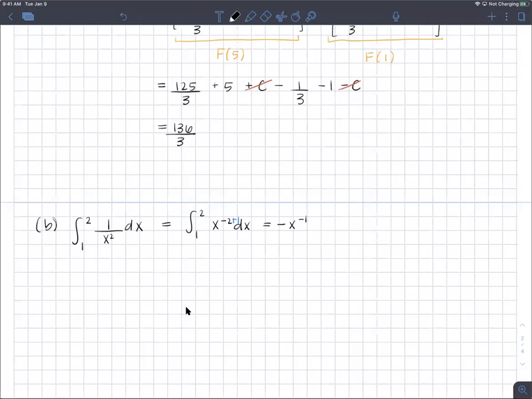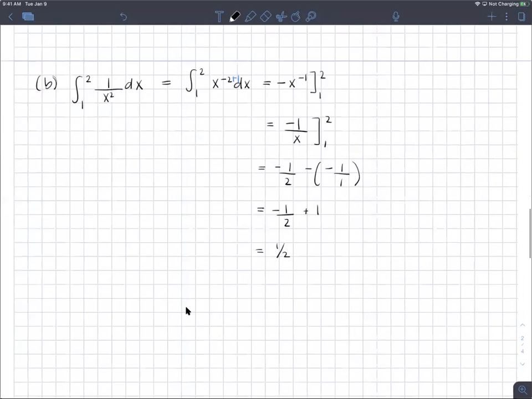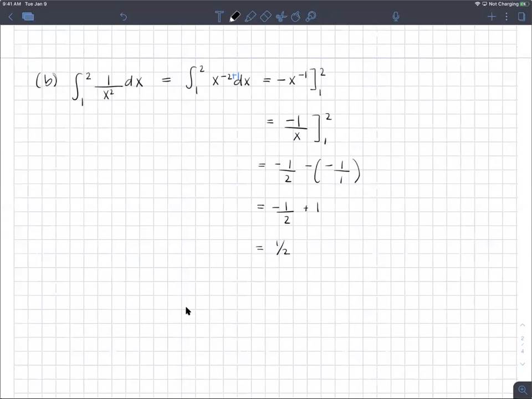And so I just need to evaluate this from 1 to 2. So let me write it out this way first. This is also equal to just the negative of 1 over x evaluated from 1 to 2. So you're going to get negative 1/2 minus negative 1 over 1, which is negative 1/2 plus 1, which is just 1/2. So any questions about this example?